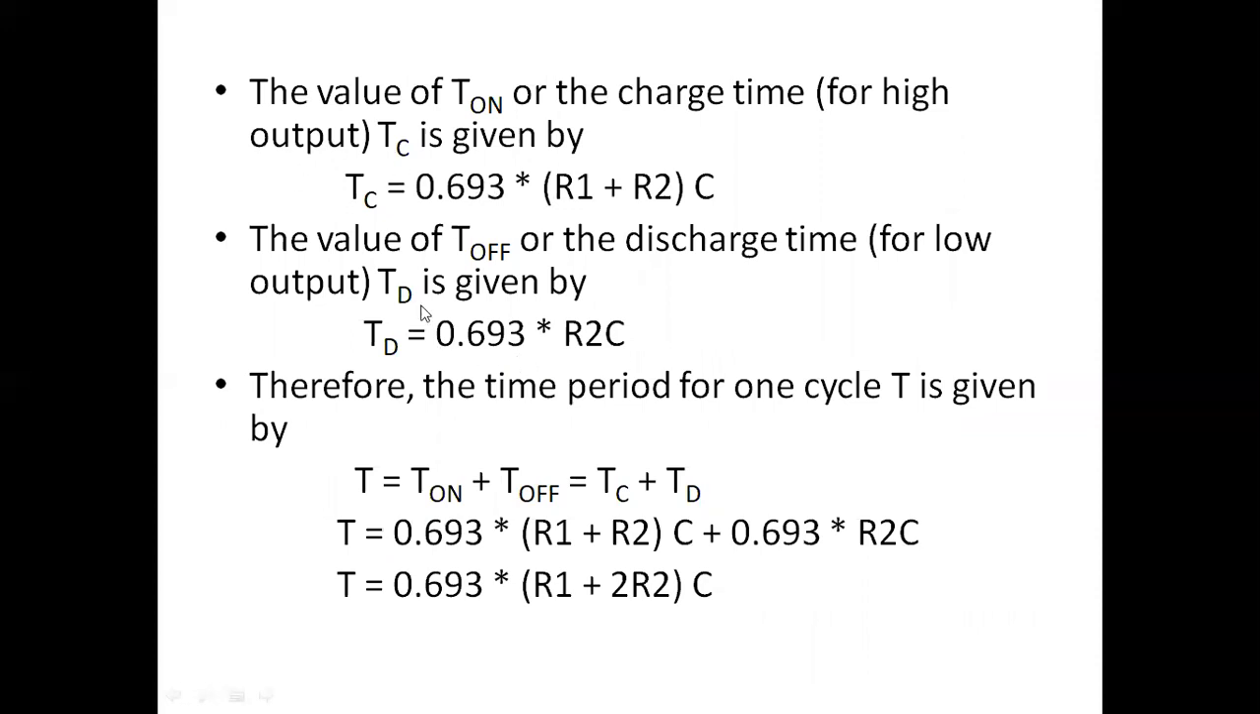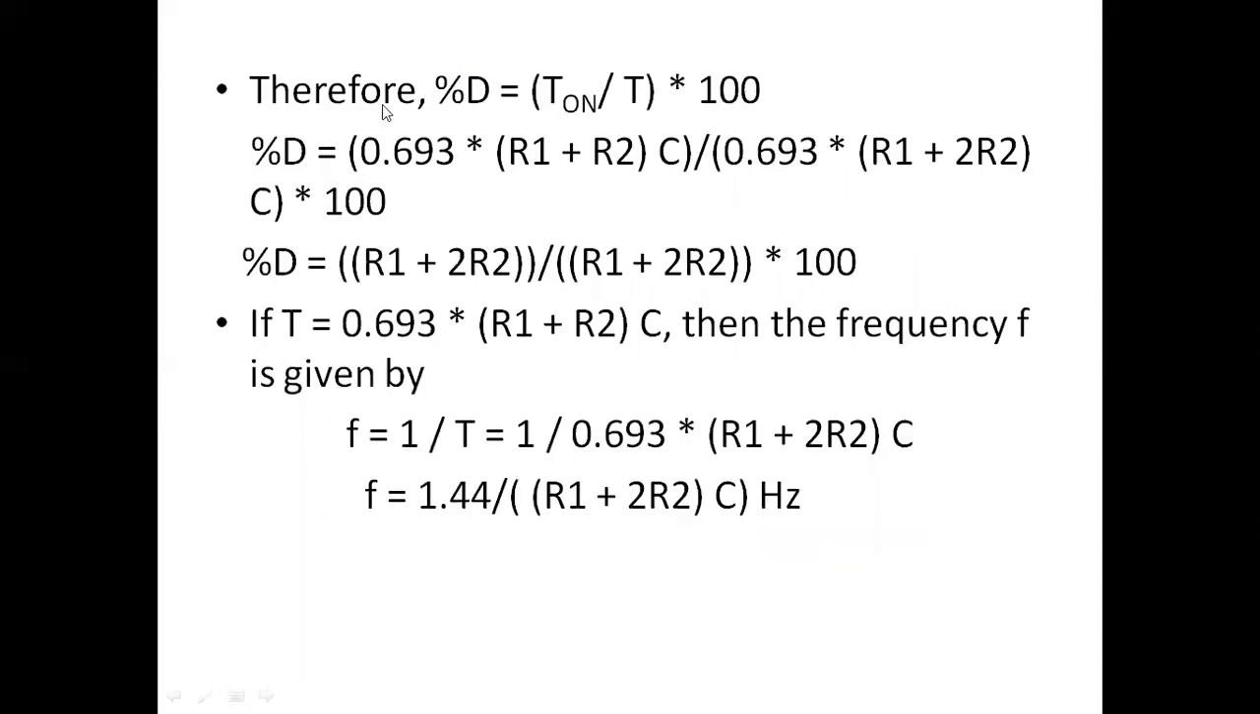If you substitute these values, then we can get the total time as T. So T is equal to 0.693 into (R1 plus 2 R2) into C. Substitute this value in the duty cycle, that is, we can get the percentage of duty cycle as the equation stated in this figure. And if T is equal to 0.693 into (R1 plus 2 R2) into C, then finally the frequency F is equal to 1.44 by (R1 plus 2 R2) into C in hertz. So that is about the 555 timer as an astable multivibrator.